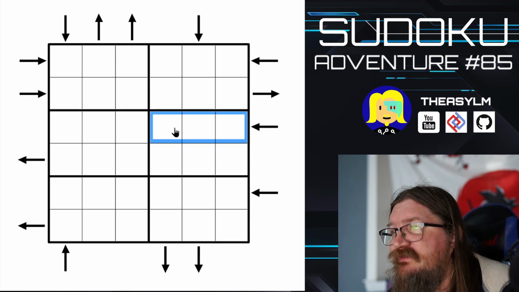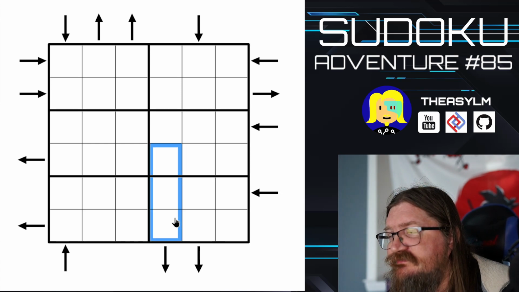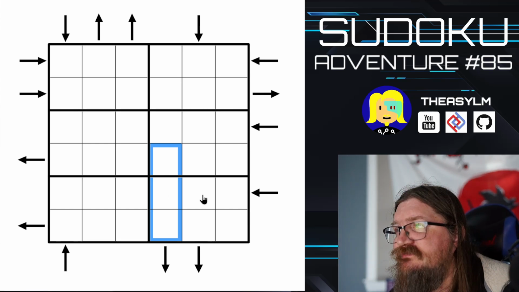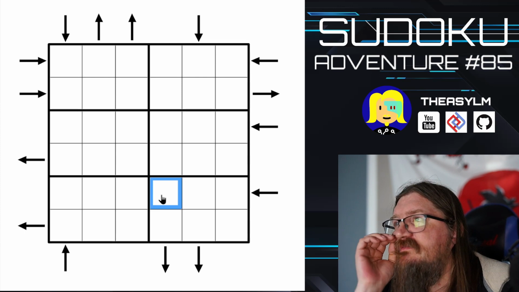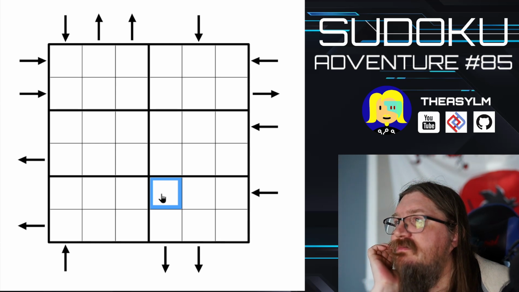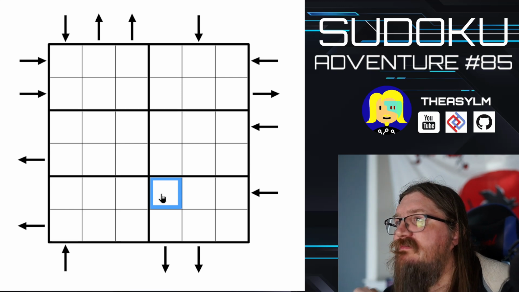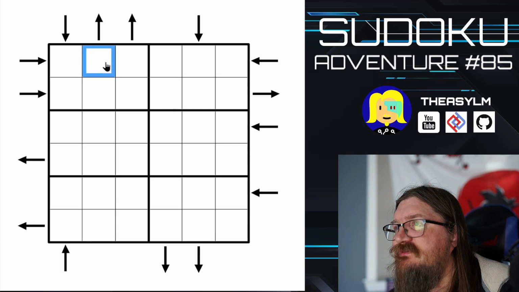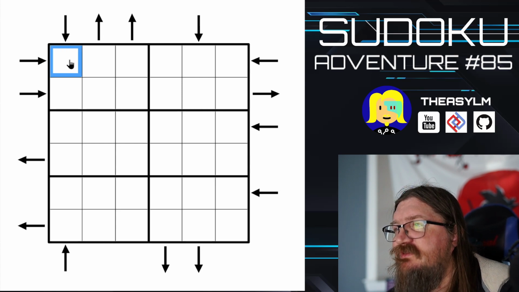So these increase. These increase. These increase. These increase. So these can't be 4, 5, 6. This must be a 5. Looks like this at most can be a 5. This at most can be a 3.